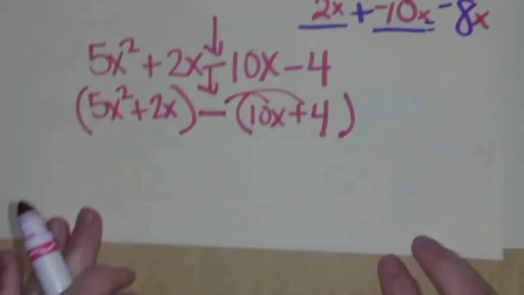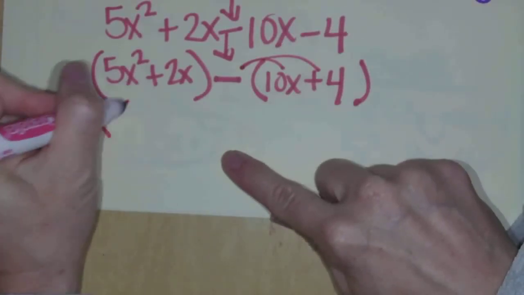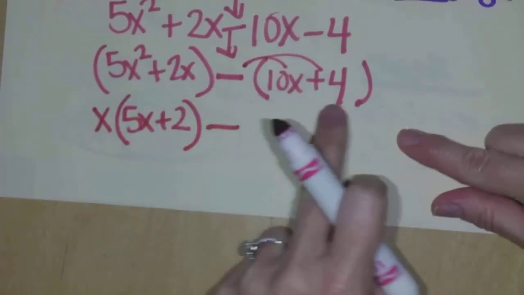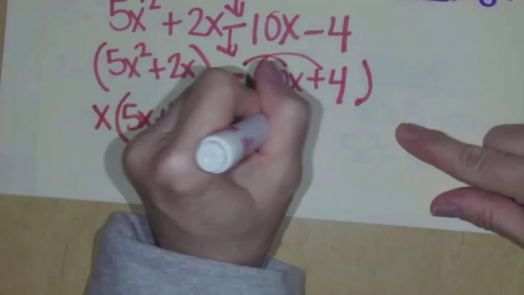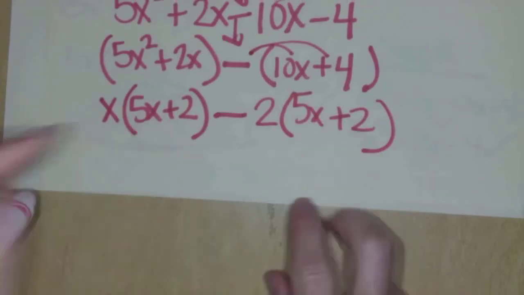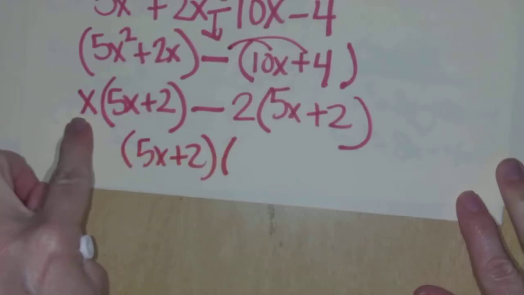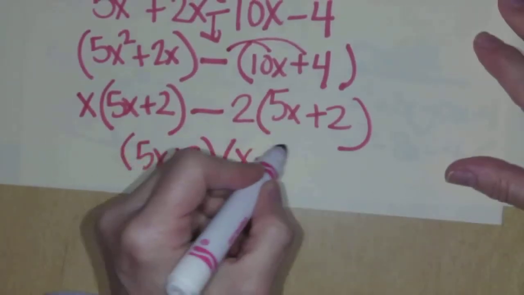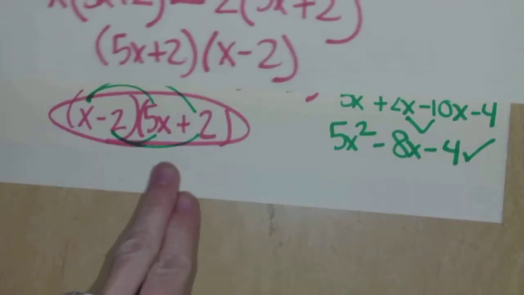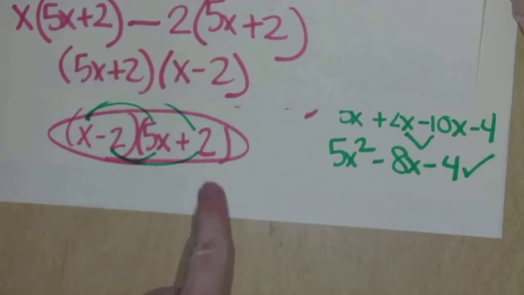And then the answer comes out the same, because when you GCF this, here your GCF is an x, and you're left with 5x plus 2. Here your GCF is 2, and you're left with 5x plus 2. Your common term is the 5x plus 2. And your leftovers are the x minus 2. And if you look at that versus what I got on the last one right here, it's the same answer. See, they're just reversed, the order.